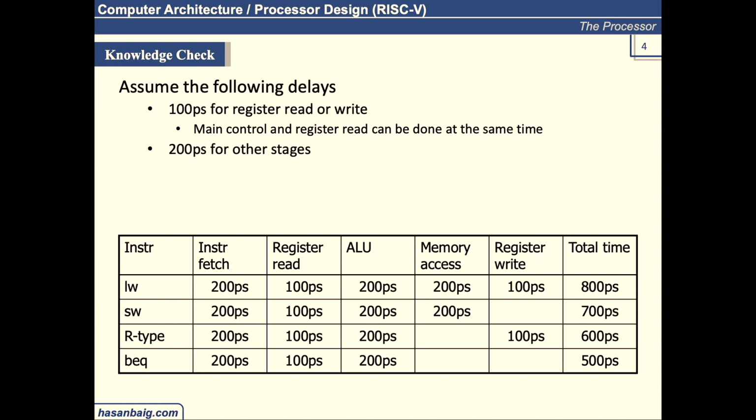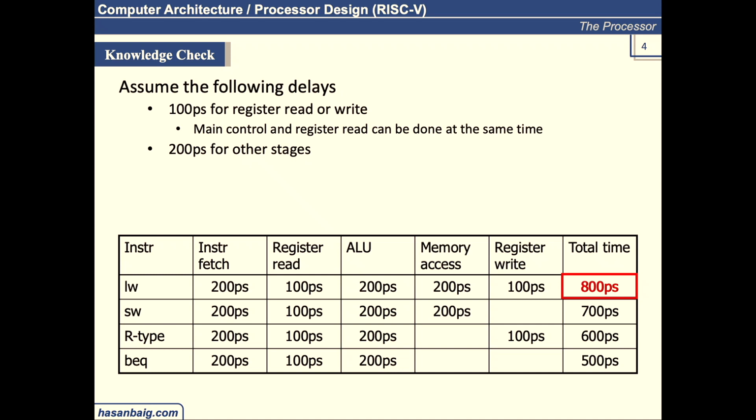800. Why 800? Because LW is the slowest one. If we set the cycle time, it should be 800 picoseconds. Everybody get that? If we set the cycle period to, let's say, 600 picoseconds, an R-type instruction could be finished, could be executed in one clock cycle.